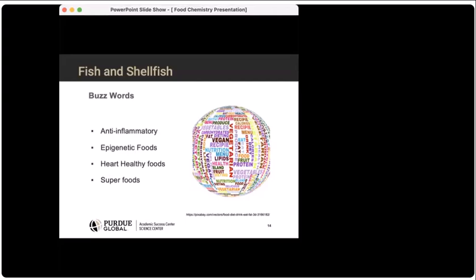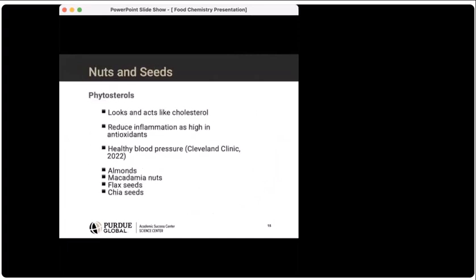If we take a look at our buzzwords related to fish and shellfish, they can be considered anti-inflammatory as they contain omega-3 fatty acids. They could be related to the epigenetic foods, as some of the fish and shellfish contain methionine, vitamin B12, or betaine. They're heart healthy, again, because they have the omega-3 fatty acids. And we could even call them a superfood because they are nutrient dense, and some are also low in calorie, depending on how we actually choose to prepare them. So make your fish and shellfish choices today and get on a path to healthy eating.